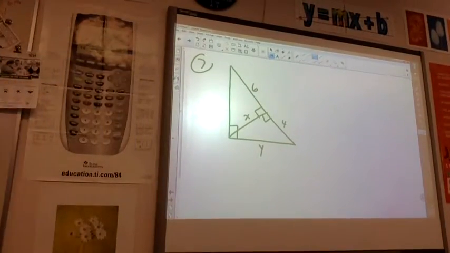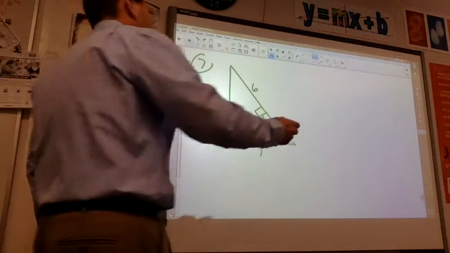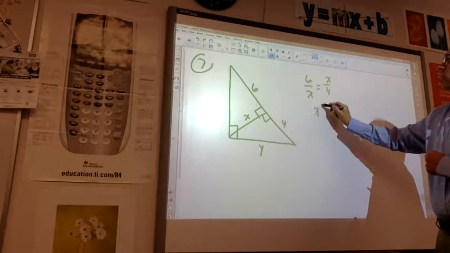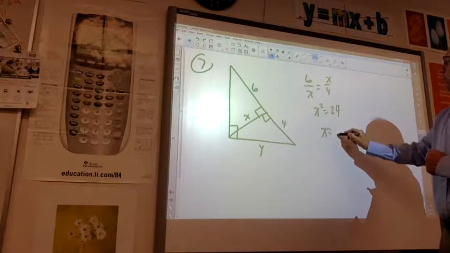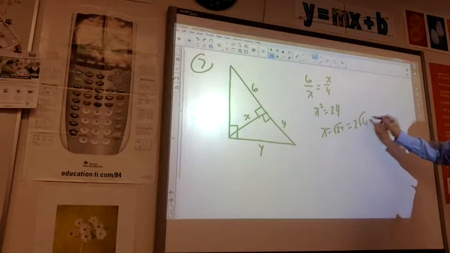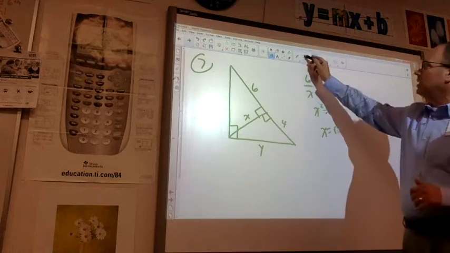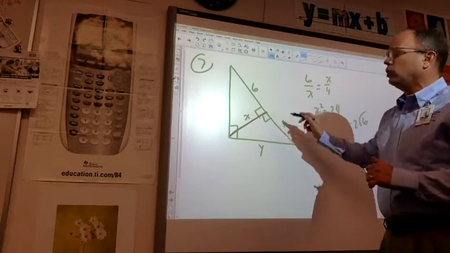All right, a couple ways you can look at number 7. If you remember the geometric mean, you could realize that x is the geometric mean of 6 and 4. I'll say that one more time. X is the geometric mean of 6 and 4. So that would mean that 6 over x equals x over 4. So x squared equals 24. X equals root 24, which is 2 root 6. Now that's in this case, realizing we're looking for the geometric mean of these two.